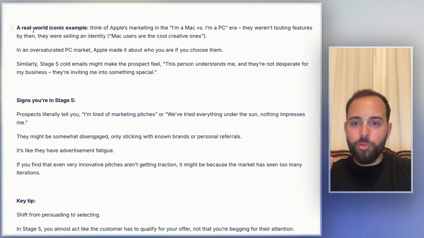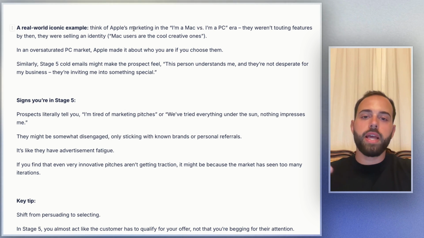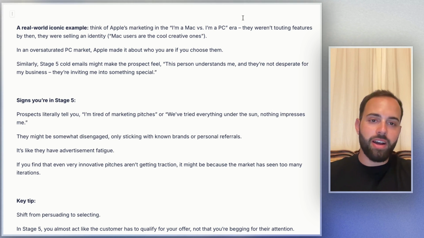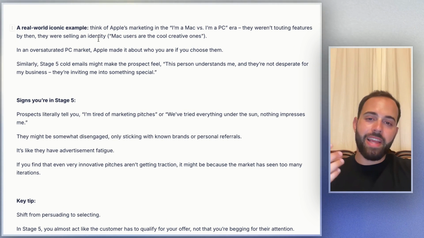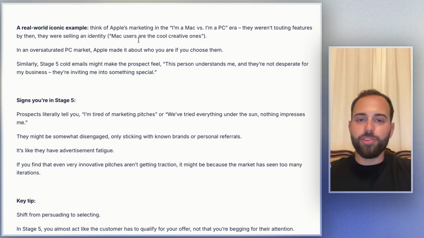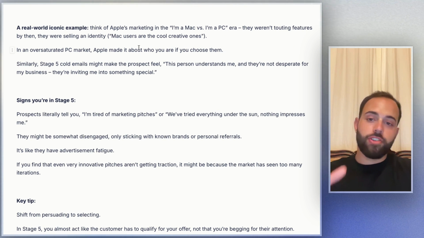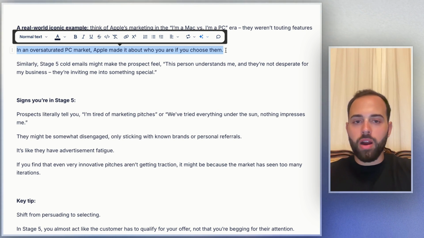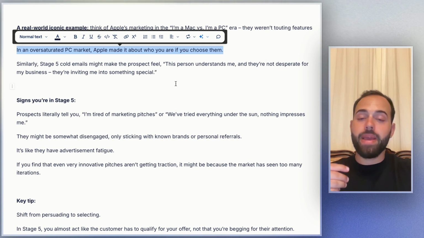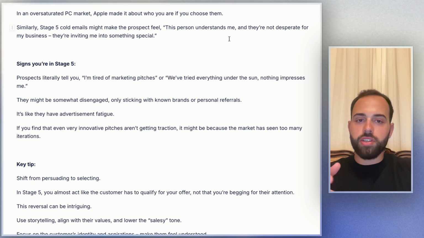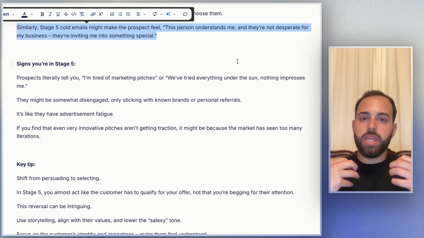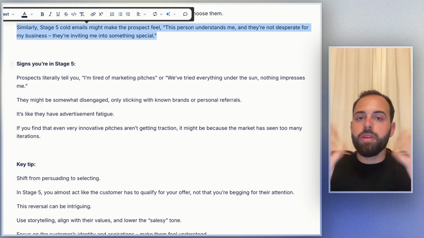So another real world iconic example is Apple's marketing in the "I'm a Mac versus I'm a PC" era. Essentially, what they were doing here is that they were selling an identity that the Mac users are the cool and the creative ones. So, in an oversaturated PC market, Apple just made it about who you are if you choose them. So, similarly, a stage 5 cold email might make the prospect feel that this person understands me and they're not desperate for my business. They're inviting me into something special. And I want to be a part of that.